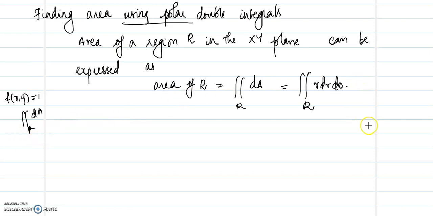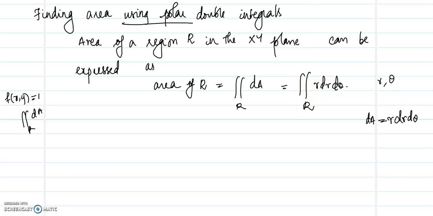Now as you know, dA is equal to r dr d theta. So when you evaluate the double integral over R of r dr d theta, that gives the area of the region R in the xy plane. Here we need to find the limits of integration for r and theta. So this is how we find the area of a region R as a polar double integral, that is, double integral over R of r dr d theta.